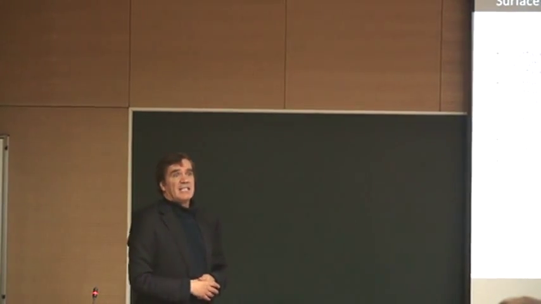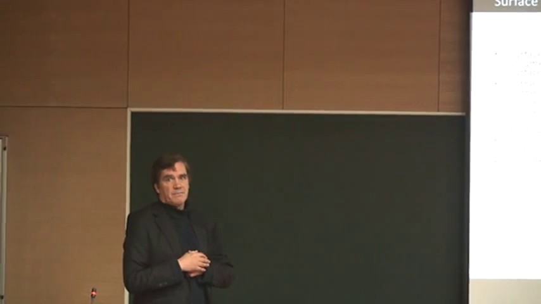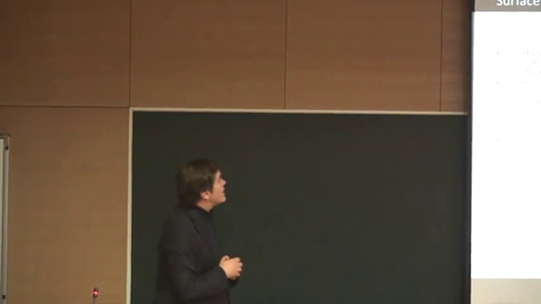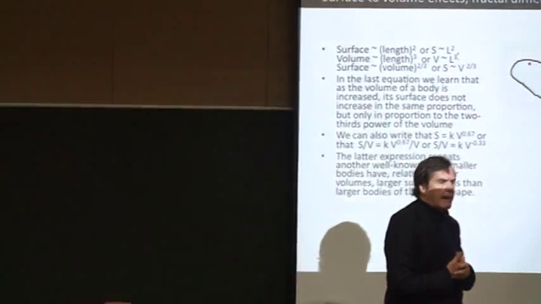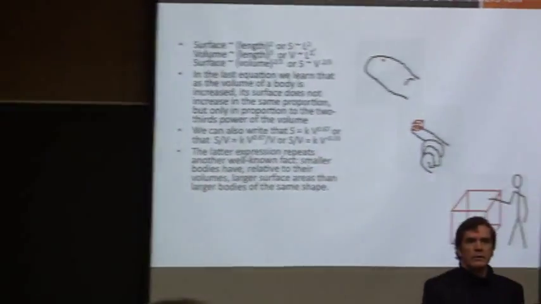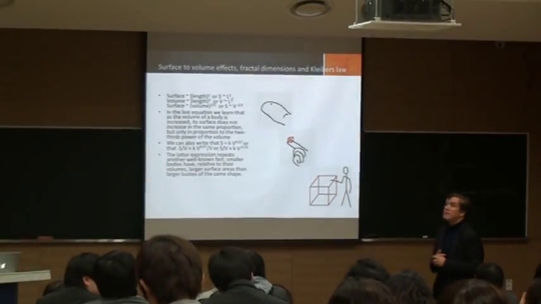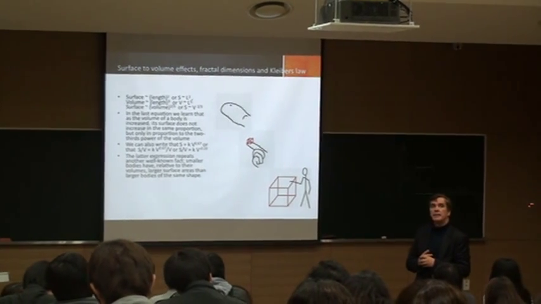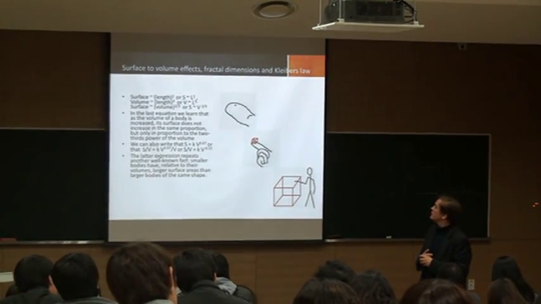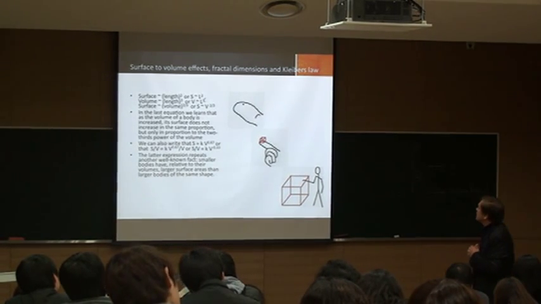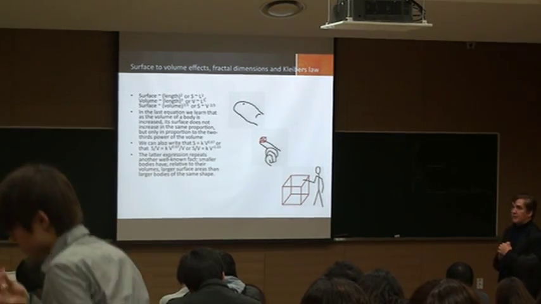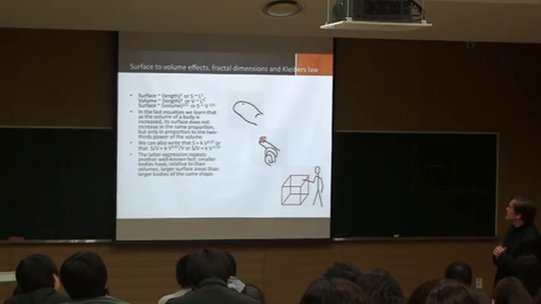So we're going to start this simple, this mathematical introduction. We're going to start with surface-to-volume effects. Fractal dimension we can scrap, and we'll not cover that. That would get me too far. But people that have an interest in it, they can read up on the topic in volume 3 of my new book.